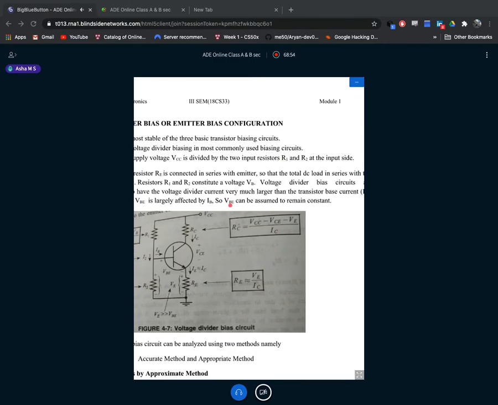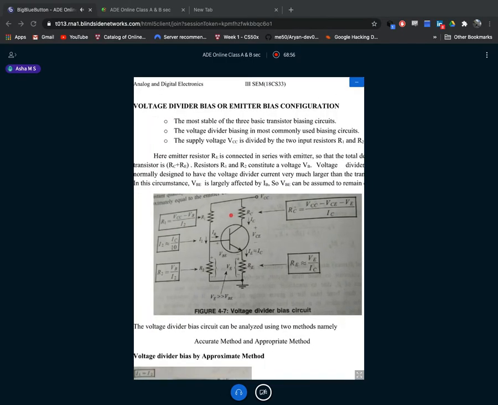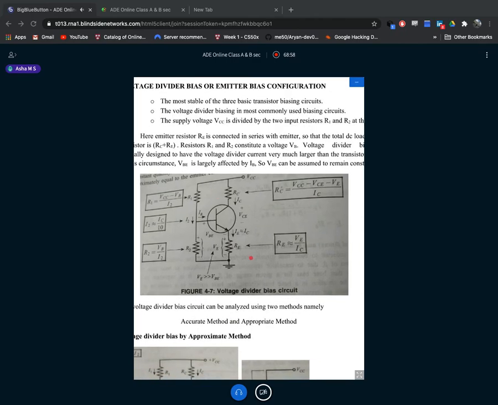Here on screen you are seeing the circuit of the voltage divider bias. You may think that the circuit looks very horrible with all the formulas, but there is no need to write this diagram. The formulas they have given are all what you have already learned. They have given them just to recall, and this is the diagram you have to write in the examination.